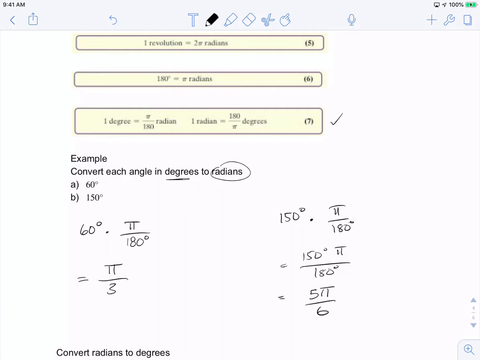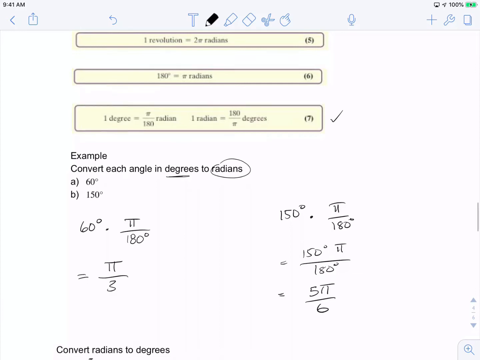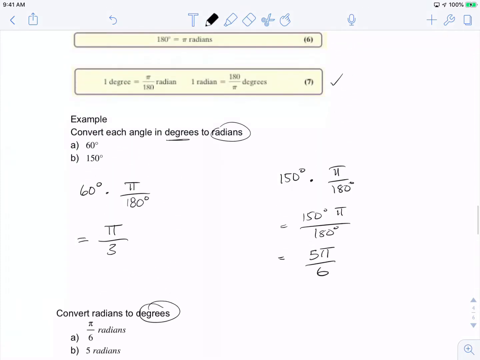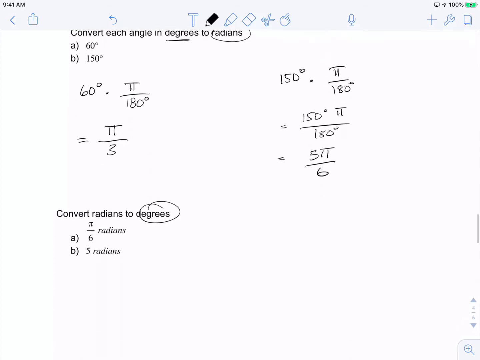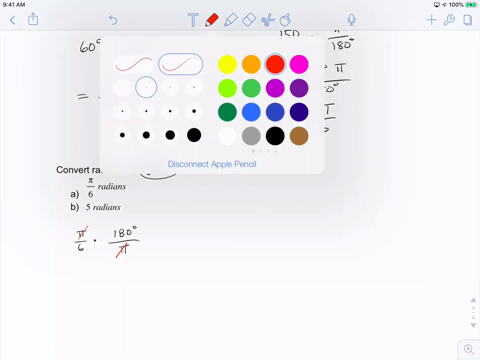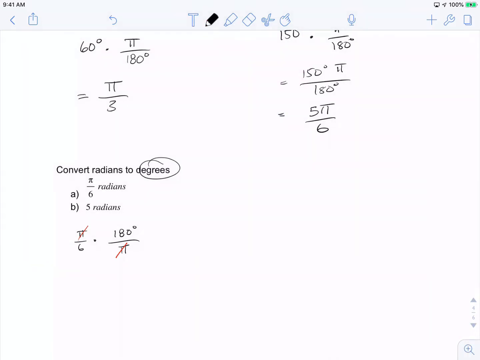If we're eliminating pi, we're going back to degrees. So let me show that for you so you guys can see this. So here I'm trying to get degrees. Now the ratio that we had was pi over 180, but since we want to get to degrees, we're going to go 180 over pi. So I'm going to have pi over 6 times 180 degrees over pi. We can see here that the pi is going to cancel, and then our math is going to produce 30 degrees.